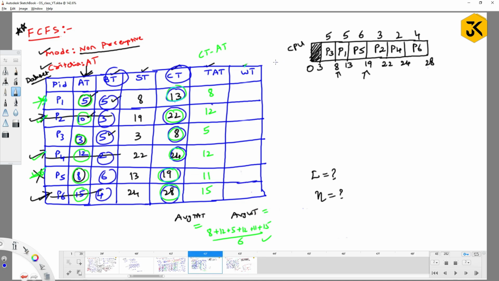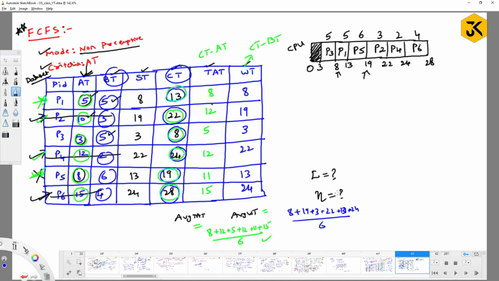Average waiting time. Waiting time is turnaround time minus burst time. Turnaround time is 8. 8 minus 5 will be 3. 12 minus 5, 7. 5 minus 5 is 0, turnaround time minus burst time. 12 minus 2, 10. 11 minus 6, that will be 5. 15 minus 4, that will be 11. If you calculate average waiting time, that will be 3 plus 7 plus 0 plus 10 plus 5 plus 11 divided by 6.